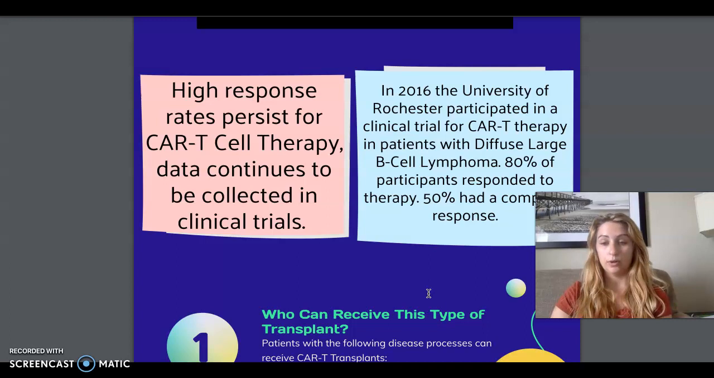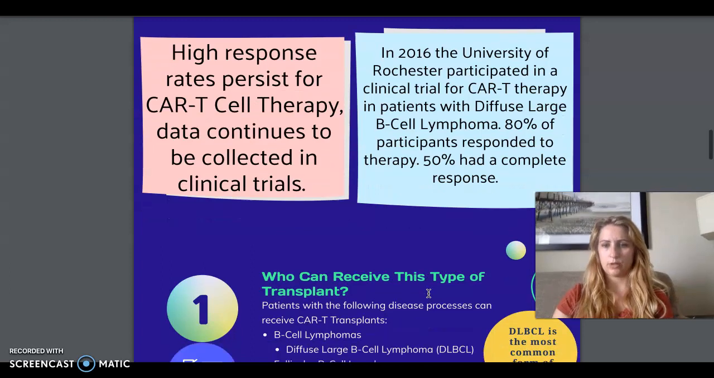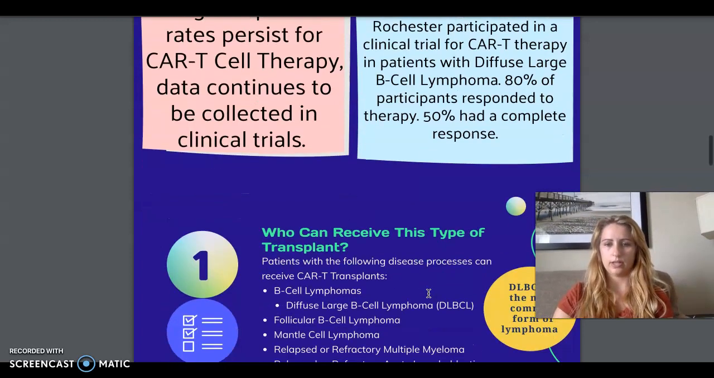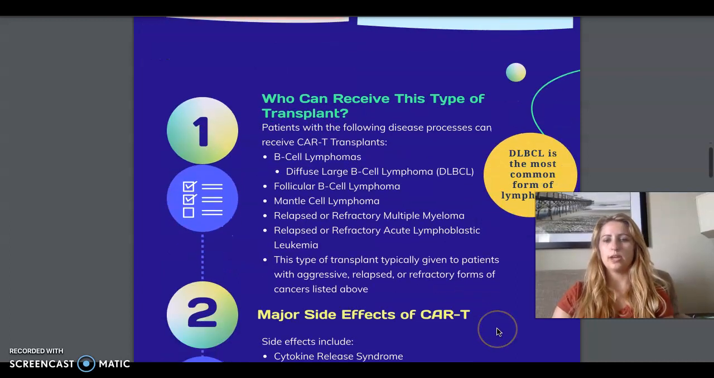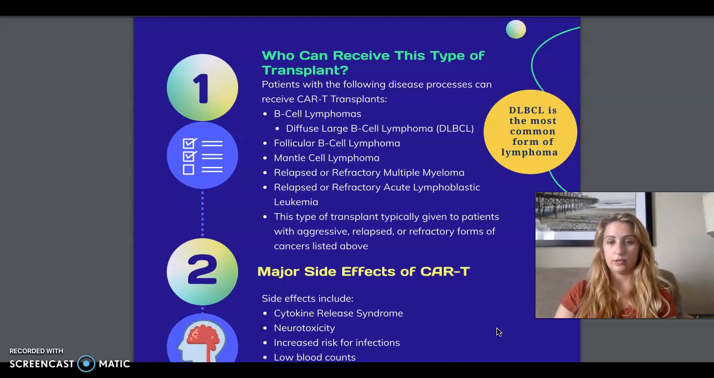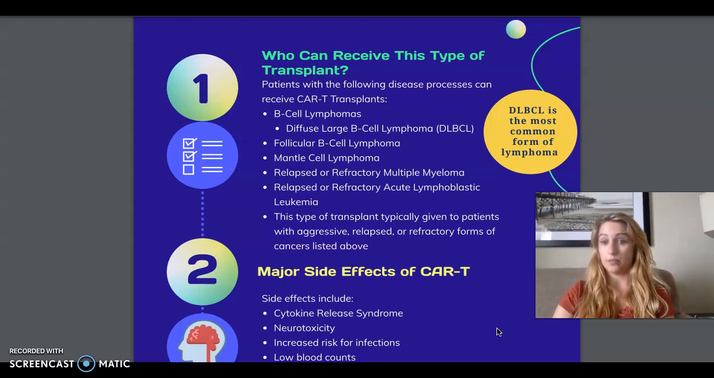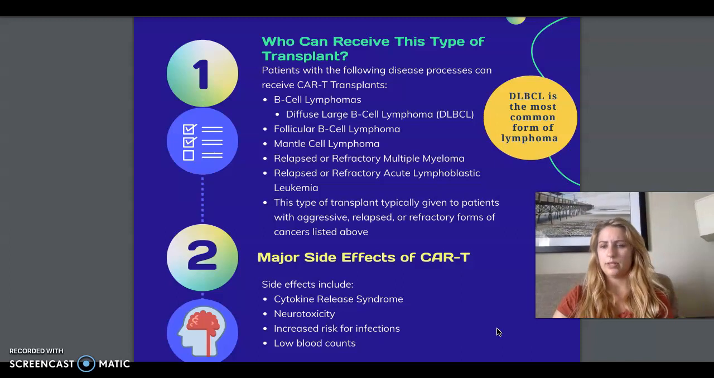It's still very new, and there are still many clinical trials going on right now with different products, so we're constantly getting new data. This slide just reviews who can get this type of transplant. On our unit specifically, we see the most for diffuse large B-cell lymphomas and lymphomas in general. There's some research going on about using it for ALL and multiple myeloma, but we haven't really seen that yet.